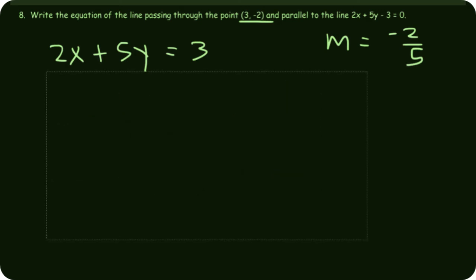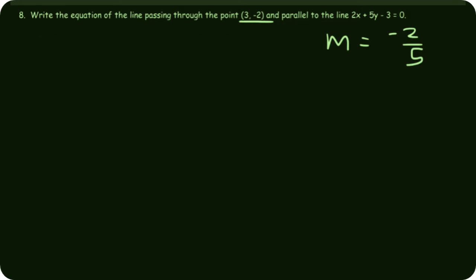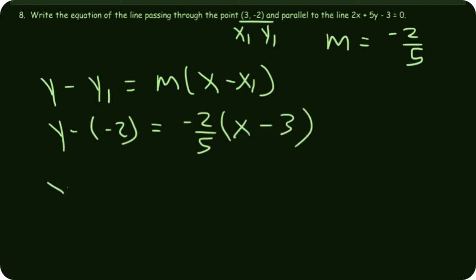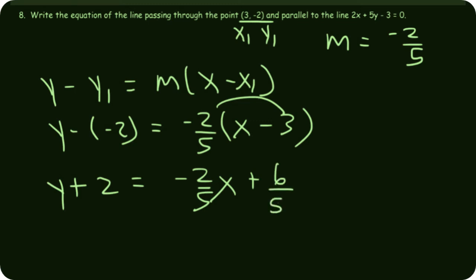So now I can use the point-slope formula to write the equation of the line. This is going to be x1 and y1. So y minus negative 2, m is negative 2 over 5, x minus 3. So this is going to be y plus 2, and then let us distribute the negative 2 over 5 times x minus 3. Now negative 2 over 5 times negative 3. Negative 2 times negative 3 is 6. So this is going to be 6 over 5.